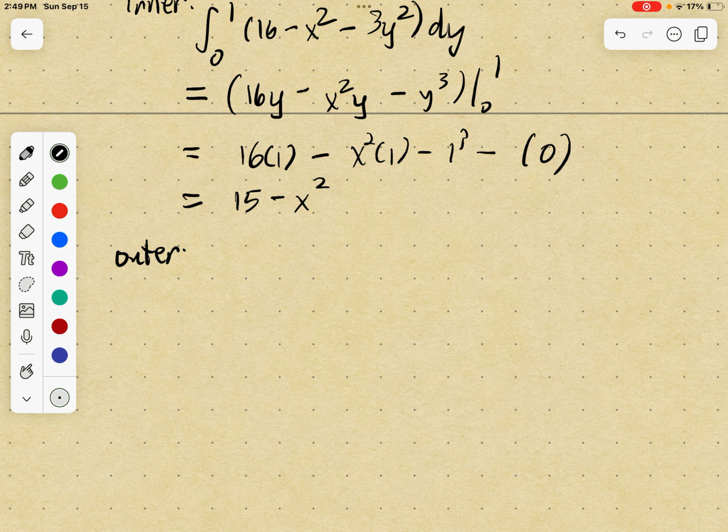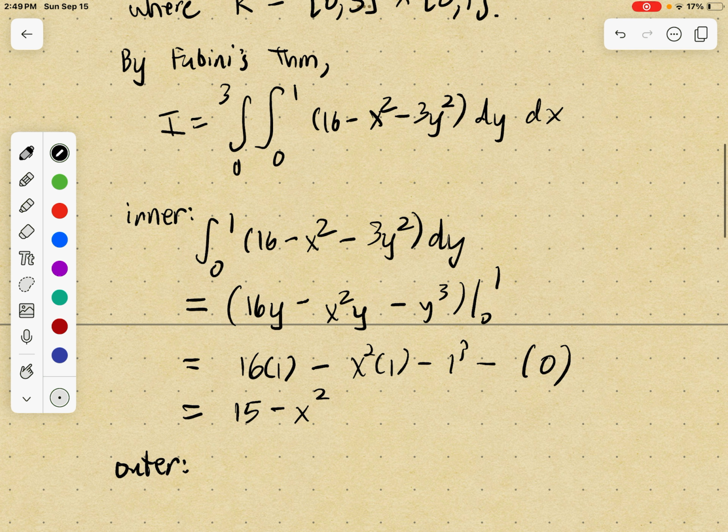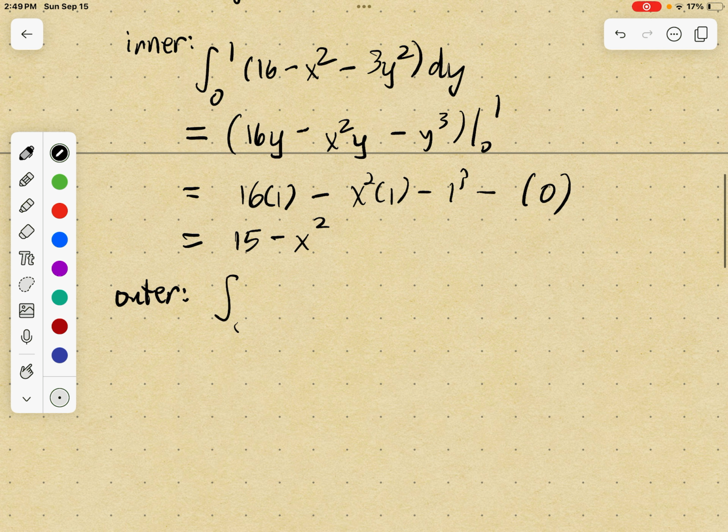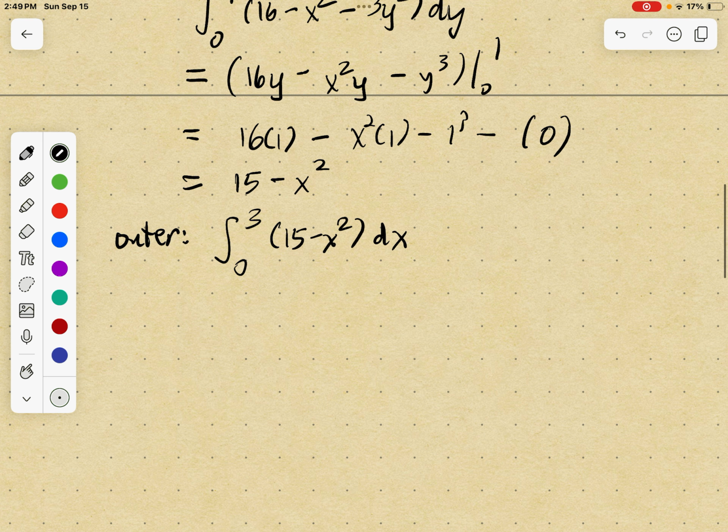And this is going to be 16 times 1 minus x squared times 1 minus 1 cubed minus what you get when you plug in 0. And you're just going to get 0 minus 0 minus 0, which is 0. And this simplifies to 16 minus 1, that's 15, and then minus x squared. So the inside integral is 15 minus x squared. And now we have to do the outer integral, and we're integrating this from 0 to 3. So we're evaluating the integral from 0 to 3 of 15 minus x squared. And this is just an ordinary kind of Calc 1 integral, right? So the outside integral is always going to be an ordinary Calc 1 integral because you're only going to have one variable left.